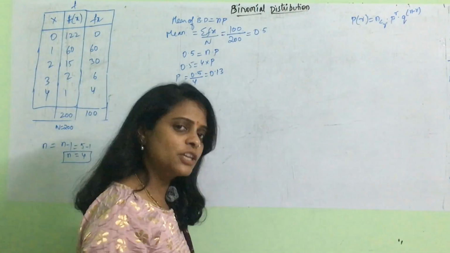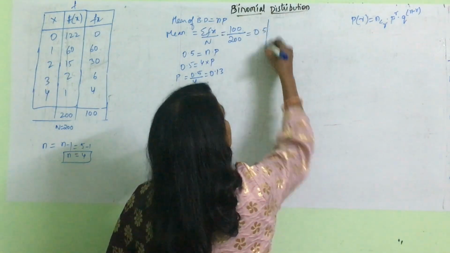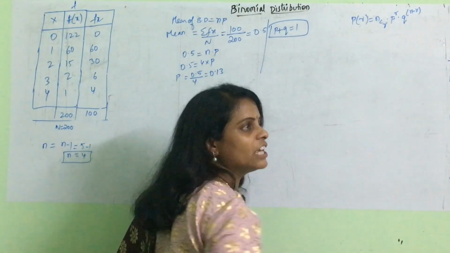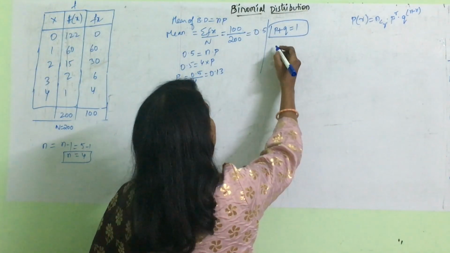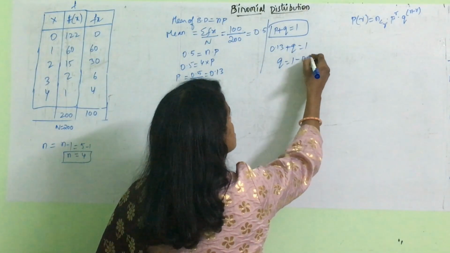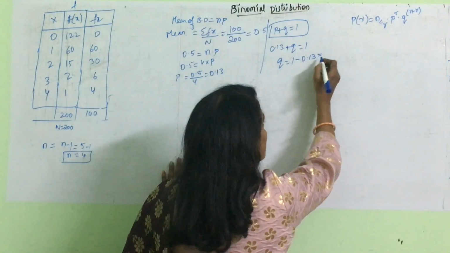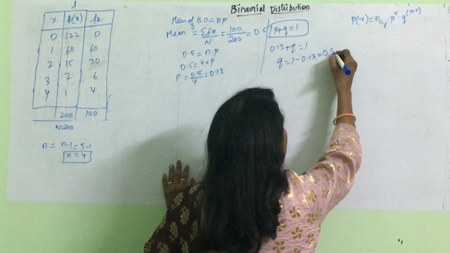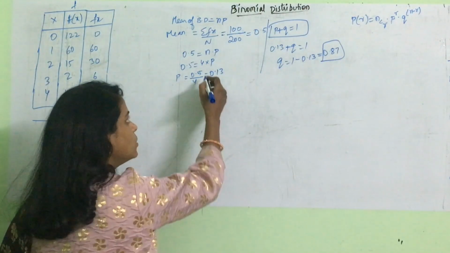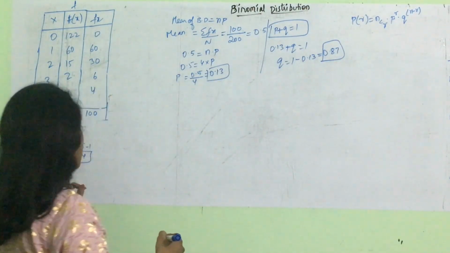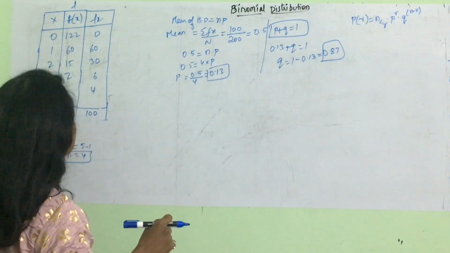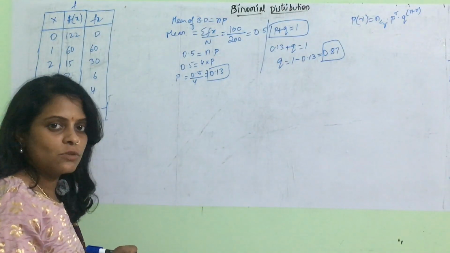Now we need to find out the Q value also. How to find out the Q value? For that also we have a formula. P plus Q equals 1 is the standard equation we have. So substitute the P value in that, that is 0.13 plus Q equals 1. So what is Q? 1 minus 0.13, that is 0.87. So the Q value is 0.87. So we got the P value, the Q value, and the N value. What is R now? R is nothing but the numbers we are having in your X. Those values are called your R.